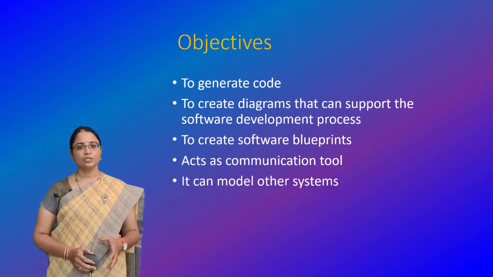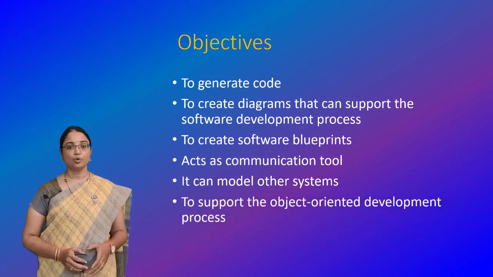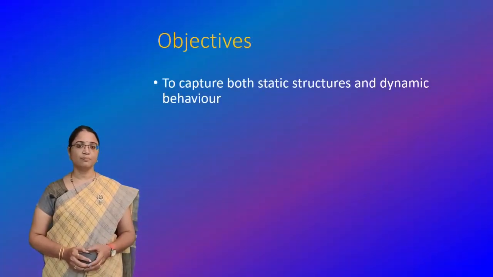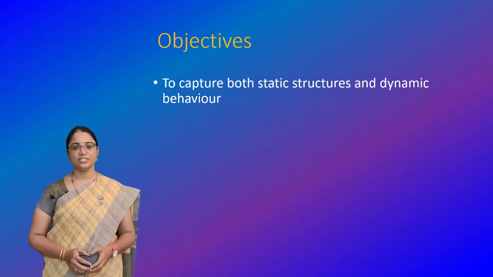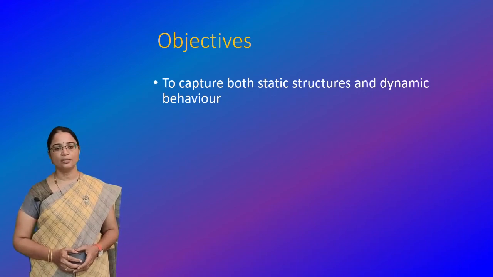It is intended to support the object-oriented development process. It can capture both static structures and dynamic behavior of the system. Here, the static structure can be implemented by using the class diagrams. Dynamic structure can be represented by using the state chart diagrams and the activity diagrams. That can be done by using this UML.